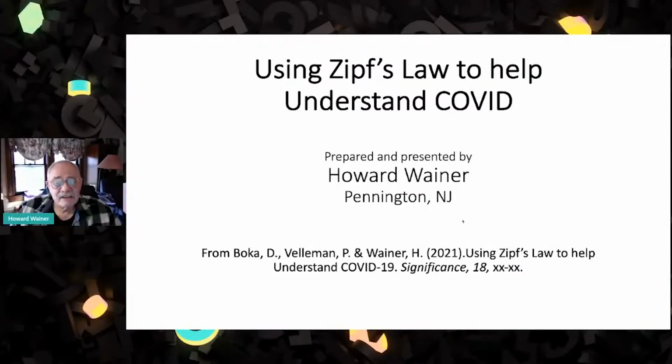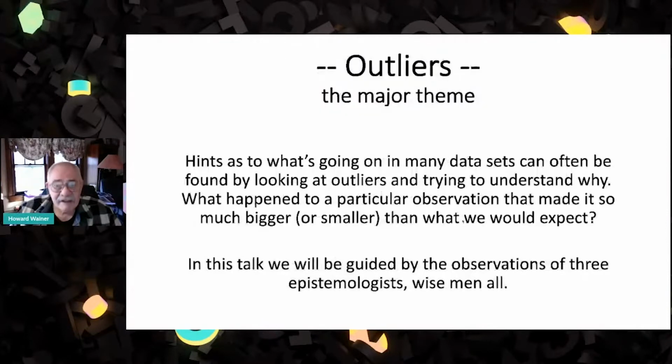Hi, today I'd like to talk to you about a method for helping us understand what's going on with COVID. And I'll be using a method called Zipf's law. Now, the major theme of this talk, suiting the name of the organization, is Outliers. And that is, quite often you can find out in a data set what is going on by looking at outliers and trying to understand why. What happened to a particular observation that made it so much bigger or so much smaller than what we'd expect.